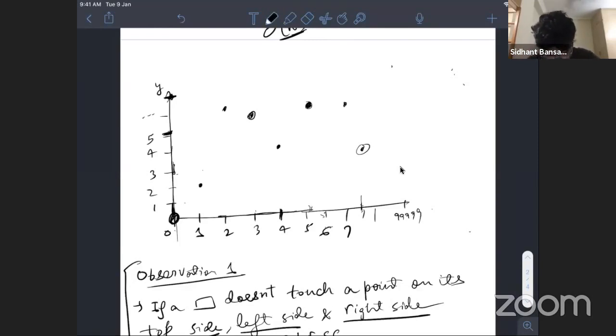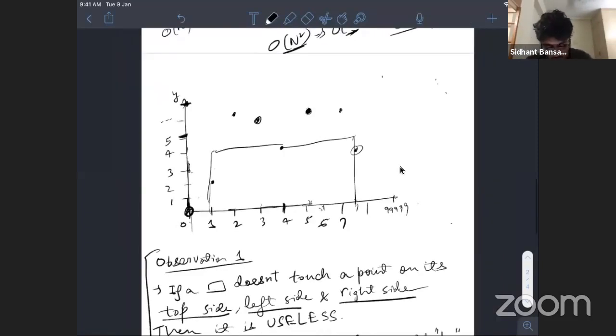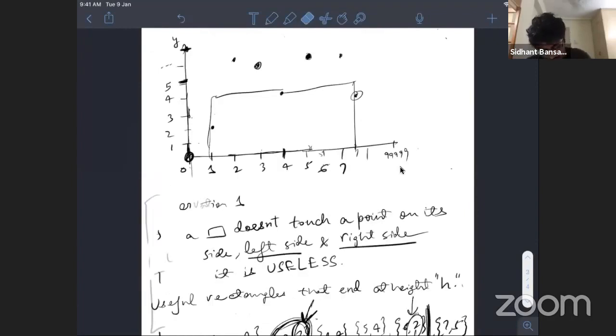So let's say this is our point, and let's say the window made is this much, right? So I'm going to erase this observation and then try to show you how this algorithm works in N-square.